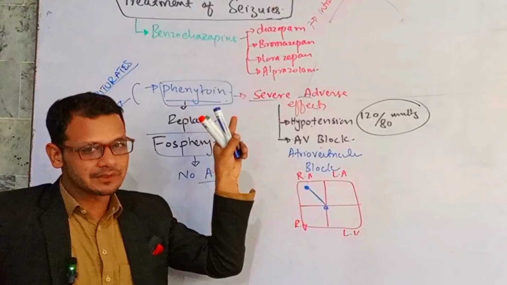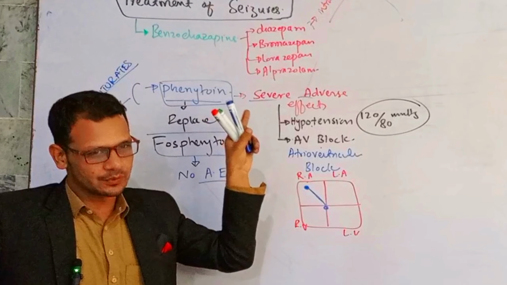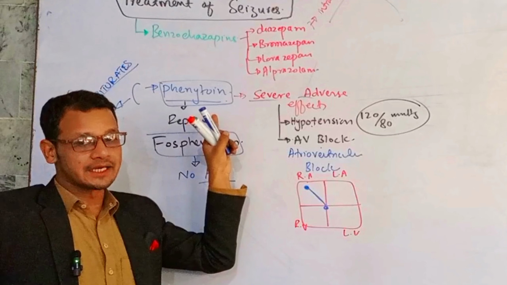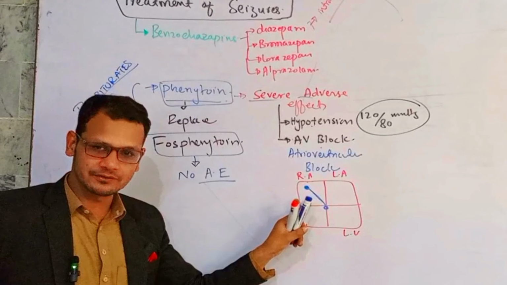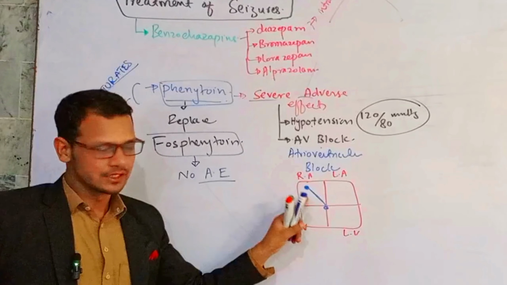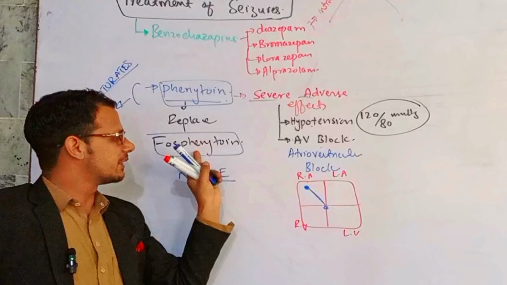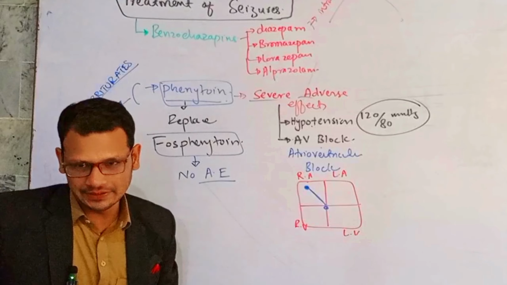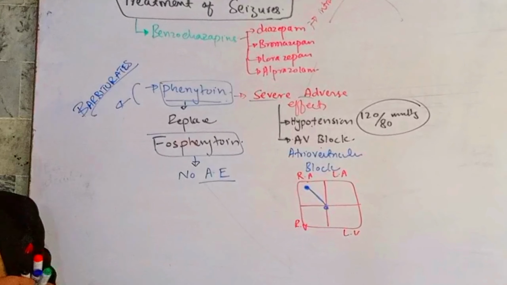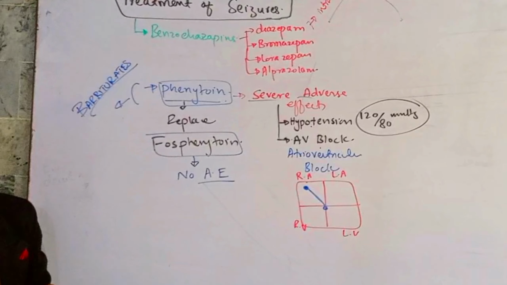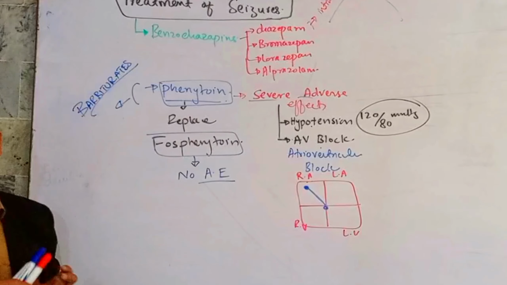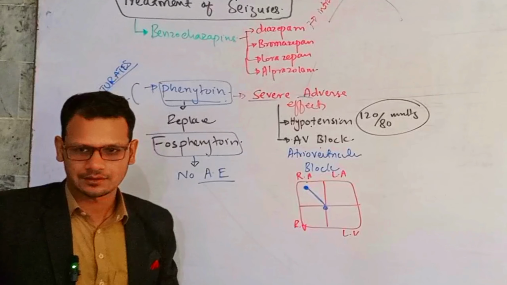Seizure is the abnormal electrical activity in the brain. When we are giving phenytoin, it will also affect the electrical activity of the heart. So we replace this phenytoin with the alternative. After this, we also give alternative drugs, for example, gabapentin.